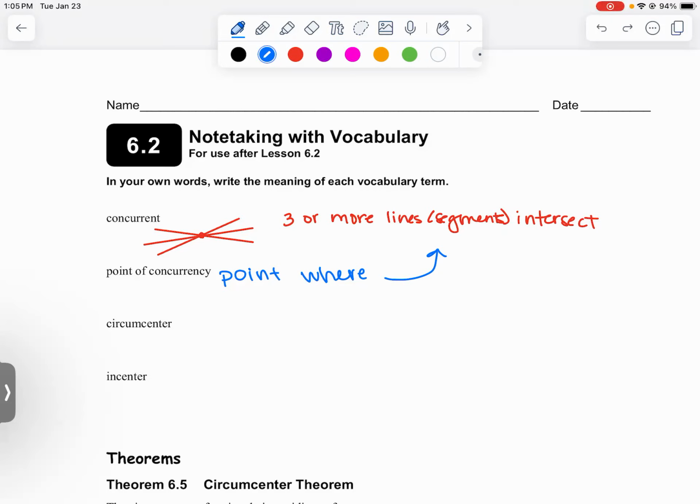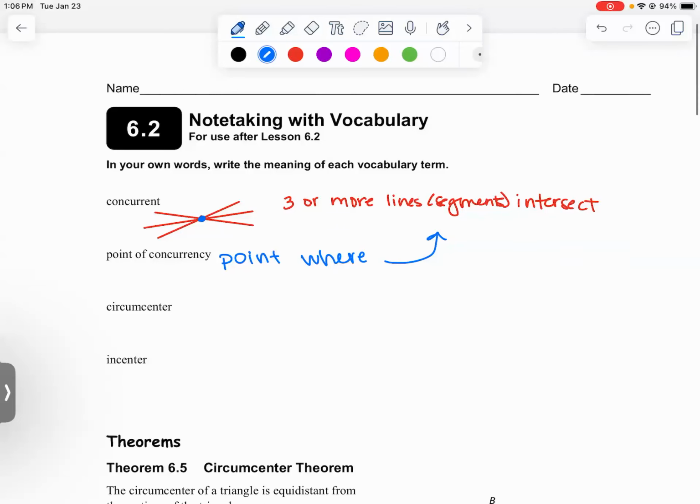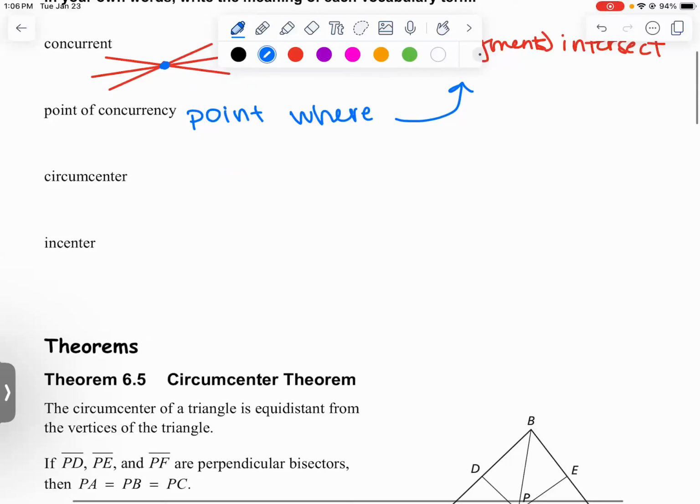I'm gonna be a little lazy and I'm just gonna say point where that happens. Okay, so this point is the point of concurrency. Okay, so we are going to talk about 4 different points of concurrency, 2 of them today. 2 we're going to talk about the circumcenter and the incenter. Okay, fun words, weird words.